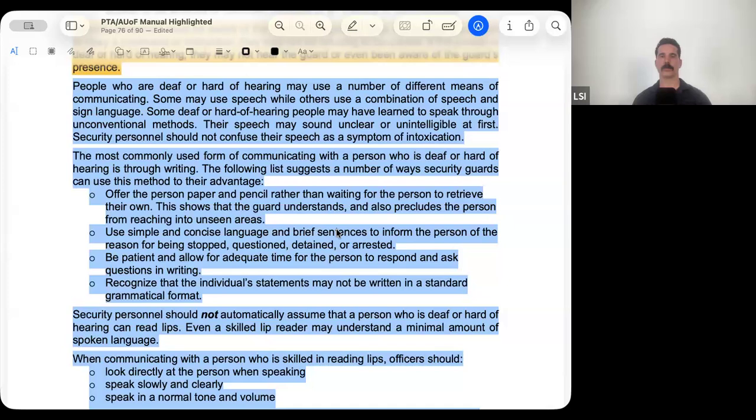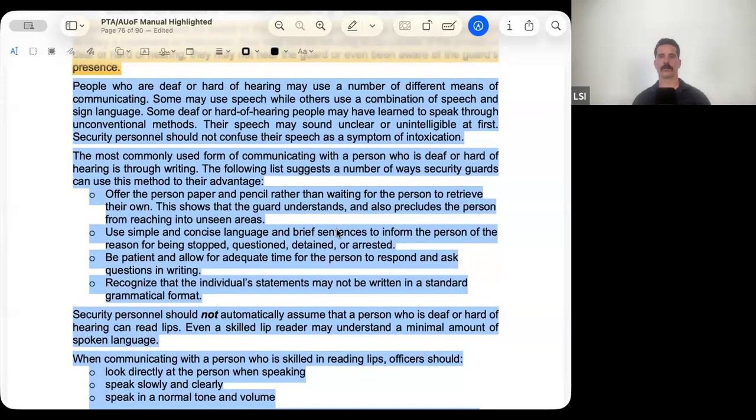Use simple and concise language and brief sentences to inform the person of the reason for being stopped, questioned, detained, or arrested. Be patient and allow for adequate time for the person to respond and ask questions in writing. Recognize that the individual's statements may not be written in a standard grammatical format.